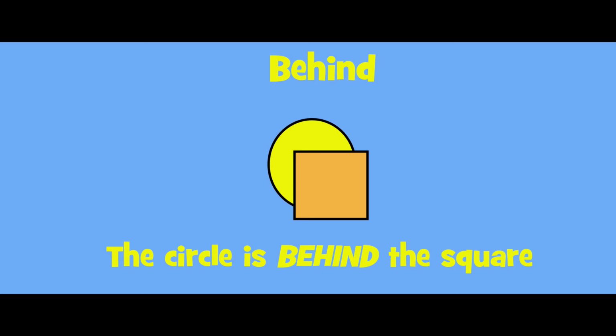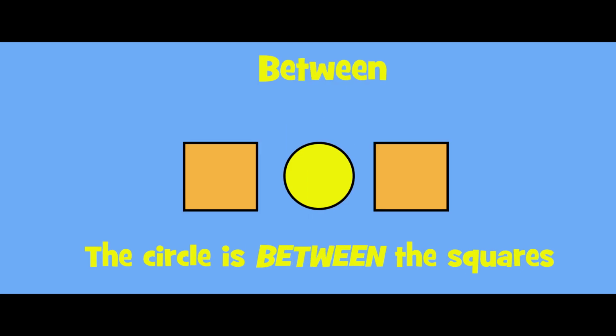The next one is behind. The circle is behind the square. That is because the square is in front of the circle. So if the square is in front of the circle, the circle is behind the square. Here we have between. The circle is between the squares because the circle is next to each square, meaning that the circle is between both squares.